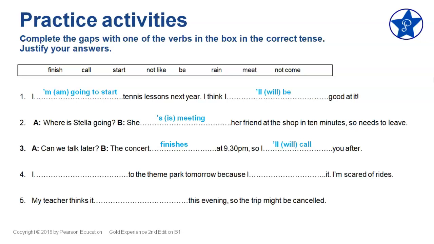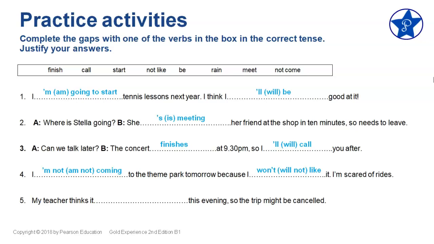Number 4, I banana to the theme park tomorrow because I banana it. I'm scared of rides. So I'm not coming to the theme park tomorrow. Now, this is a fixed plan because I don't like it. I'm scared of rides. Or I won't like it. So I'm not coming. That's definitely present continuous. Here you could say I don't like or I won't like it. If you're sure you will not like something because, well, you're scared of it, then it's fine to say future simple here. Present simple would also make sense.